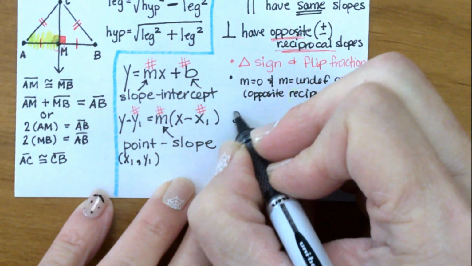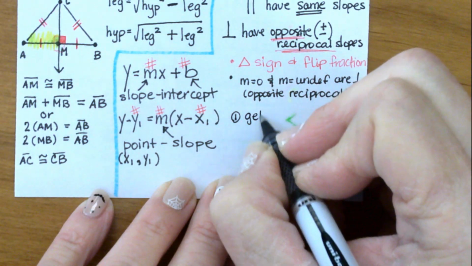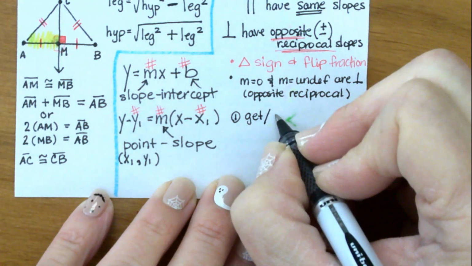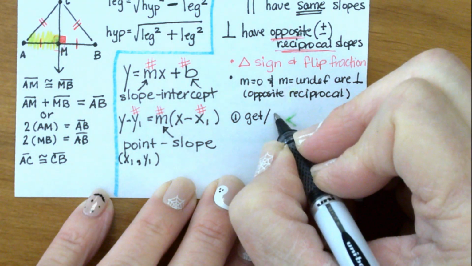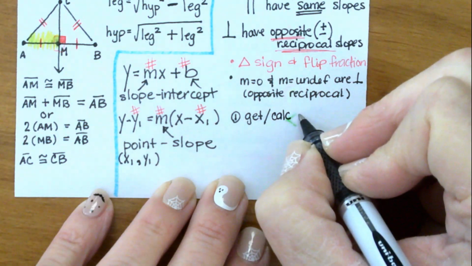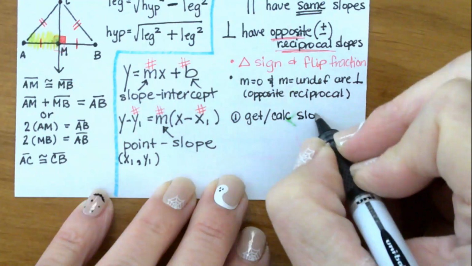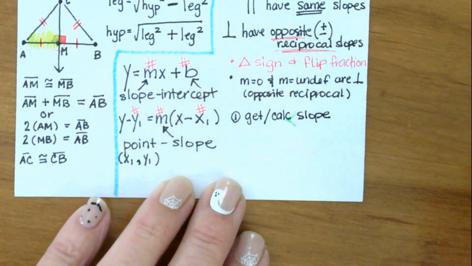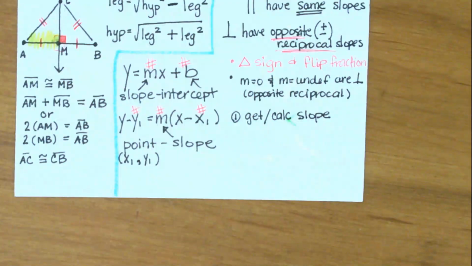So step 1, get or calculate slope. You might have to calculate the slope. On your test, I don't think I'm having you calculate slope though. No. Okay, slope is already calculated. You won't have to calculate slope. You'll just have to know which number it is.